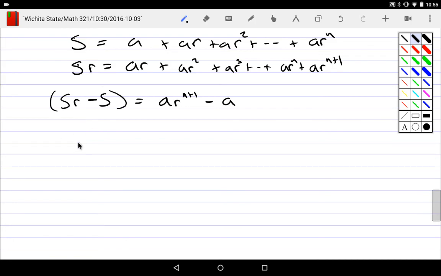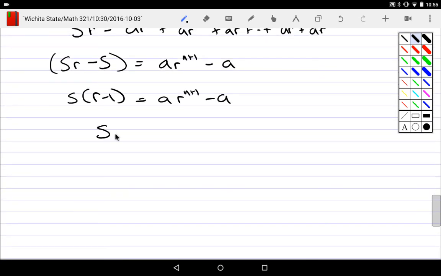But what I'm trying to find is S. The ellipsis has gone away. I can just divide. Well, can I? Is there any number that I couldn't divide by? 0. So this is fine as long as R is not what? 1. So at this point, we have to say R cannot be 1, because if it was 1, we've got a problem.